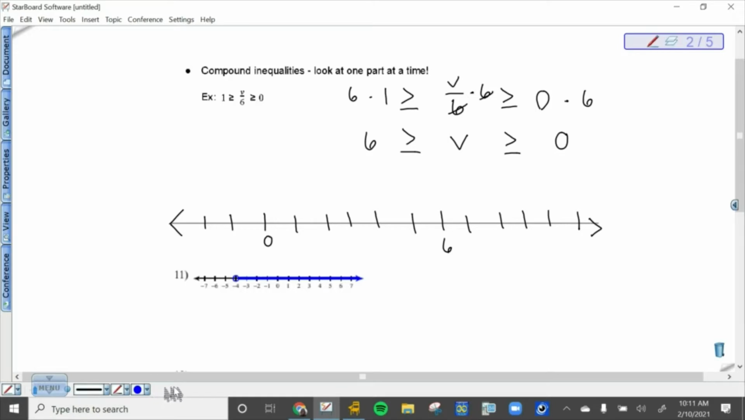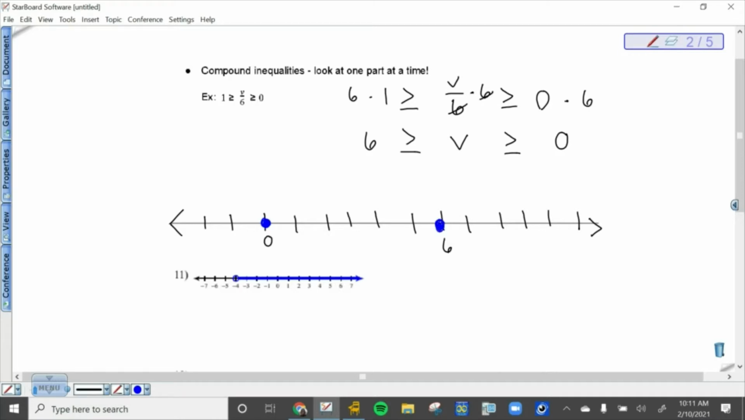Okay, so where am I going to draw my circles? 0 and 6. Okay, at 0, is it going to be an open circle or closed circle? Closed. Okay, why is it going to be closed? Yeah, because it has an equal to as well. It's not a strict inequality. So I do a closed circle there. And then my other circle goes at 6. Do I do an open circle or a closed circle? Closed again, yeah.